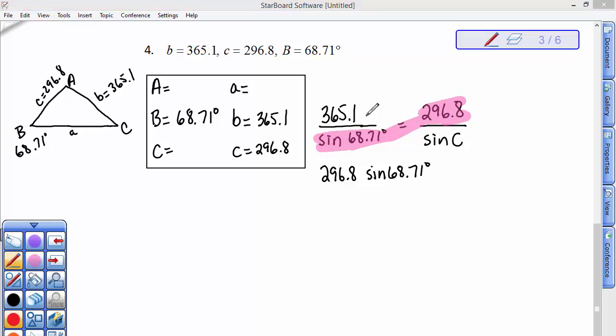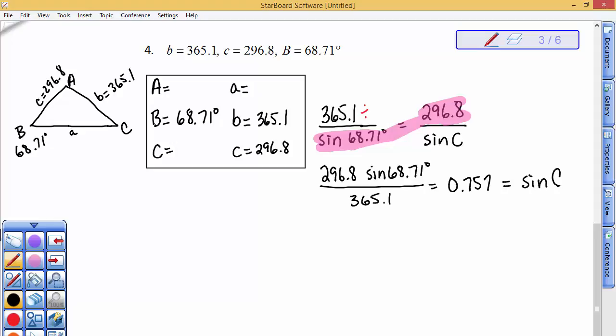And then you need to divide that by the 365.1. And I just want you to know that my notes say that that turned out to be 0.757. Now remember, that's not equal to angle C, it's equal to the sine of angle C. So to find the size of angle C, you've got to go second sine, second answer. I hope you'll use maybe not just the 757, but whatever the decimal places are beyond that. And angle C turns out to be 49.2 degrees.